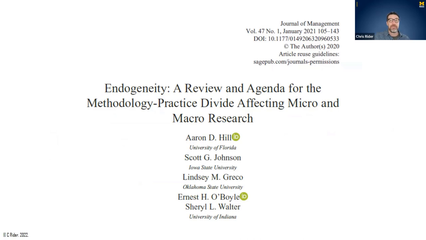And endogeneity gives us an opportunity to think through empirical tests that help us understand how the social processes that we are most often interested in, markets and firms and industries, are characterized by endogeneity. But there are also causal effects that can be independent of endogeneity.